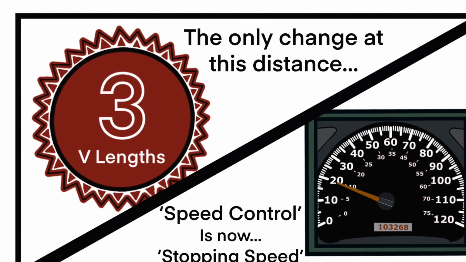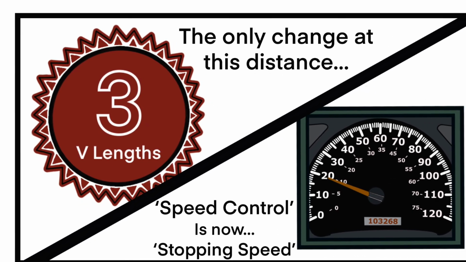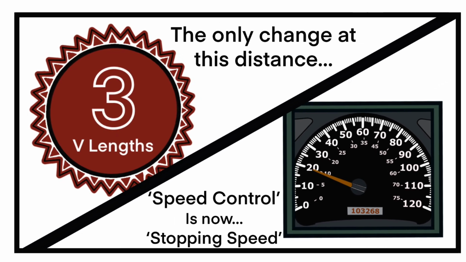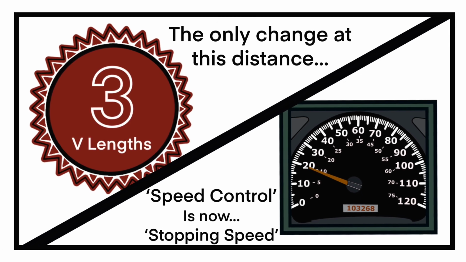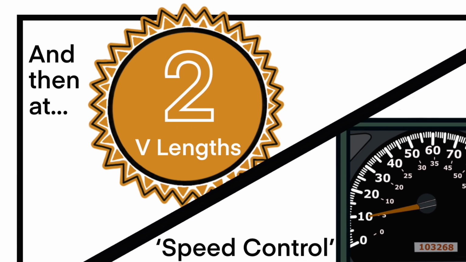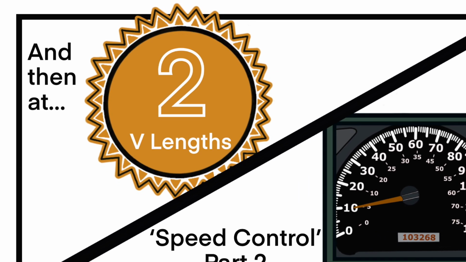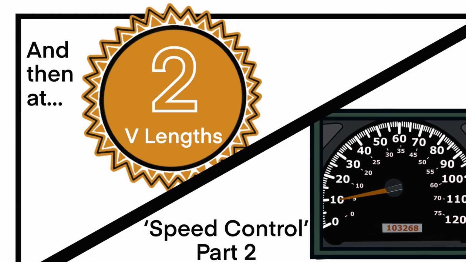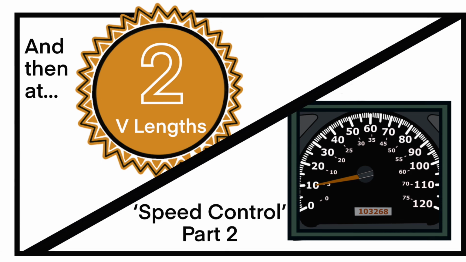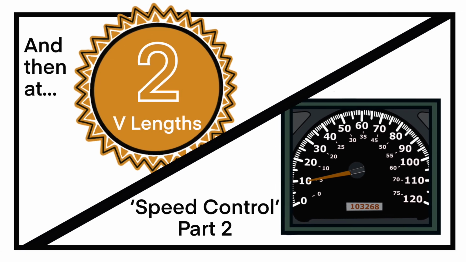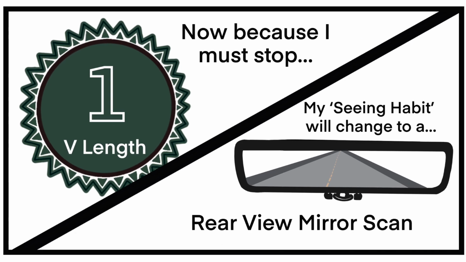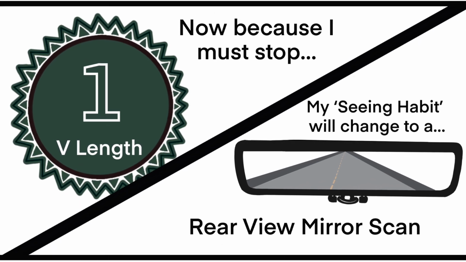So as you know, I will start to slow to get down to around 20 kilometers per hour, which is around 10 miles per hour by the time I reach the 2 vehicle length distance. Then at the 2 vehicle length distance, I'm still working on my stopping speed with a new goal to try and get down to 10 kilometers per hour, 5 miles per hour by the time I reach the 1 vehicle length distance. And now at the 1 vehicle length distance, because I must stop before making my turn, my seeing habit changes to the rearview mirror scan.